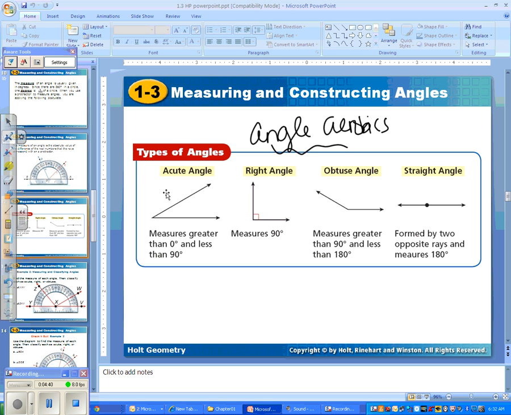Angle aerobics. Acute angles are acute little angles. They are less than 90 degrees. They're from 0 to 90 degrees. We're not going to talk about anything less than 0 degrees in this class. That's Algebra 2 and pre-calc. Exactly 90 degrees is called a right angle.